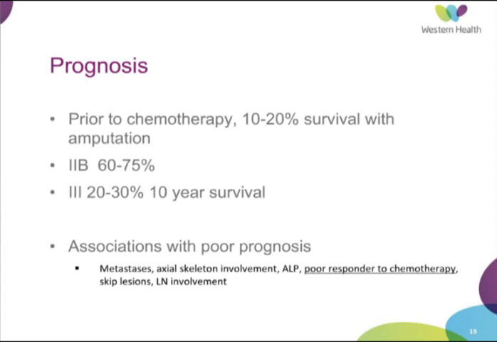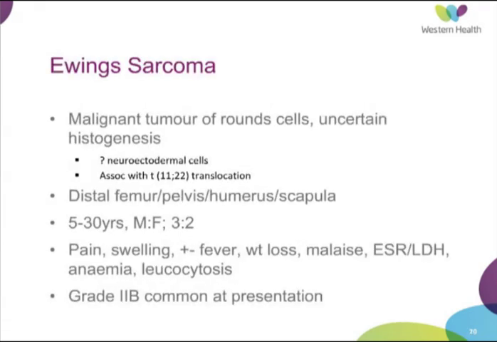So prognosis: prior to chemotherapy, only 10 to 20% of patients were surviving at 5 years with amputation alone. Now, with the most common presentation of stage 2B tumour, 60 to 75% of patients have a 10-year survival, and even with distant metastatic disease, 10-year survival of up to 30% is seen. The things associated with a poor prognosis, apart from the obvious metastases, are axial skeleton involvement, a raised ALP at presentation, skip lesions, lymph node involvement, and also, the most sensitive, probably being a poor responder to chemotherapy.